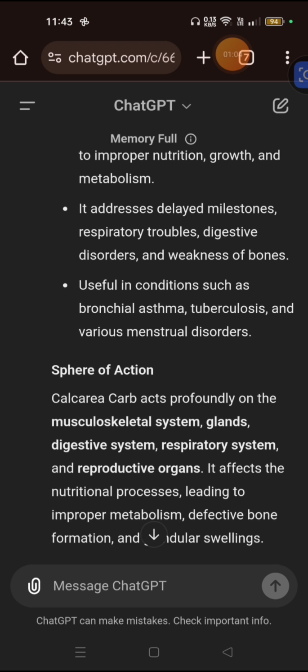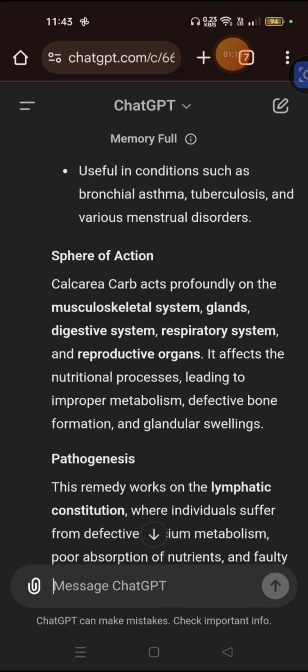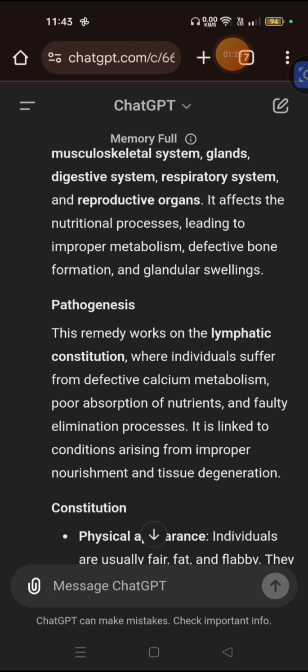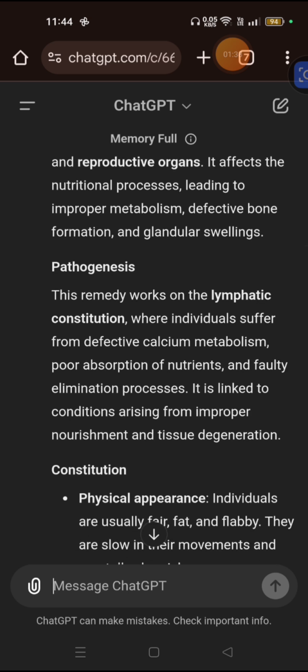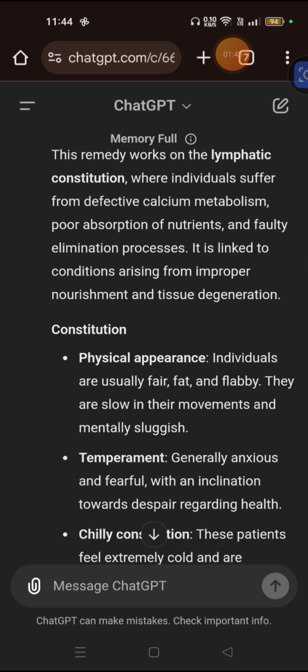Sphere of action. Calcarea carb acts profoundly on the musculoskeletal system, glands, digestive system, respiratory system, and reproductive organs. It affects the nutritional process leading to improper metabolism, defective bone formation, and glandular swelling. Pathogenesis. This remedy works on the lymphatic constitution, where individuals suffer from defective calcium metabolism, improper absorption of nutrition, and faulty elimination processes. It is linked to conditions arising from improper nutrition and tissue degeneration.